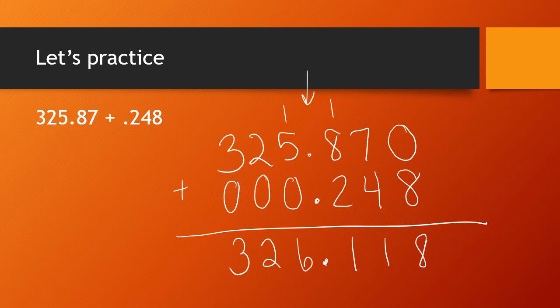Another thing we need to remember is that we put zeros in empty places. It doesn't change the value of the number at all, but it is essential, especially when we're subtracting, so that you can regroup if needed.